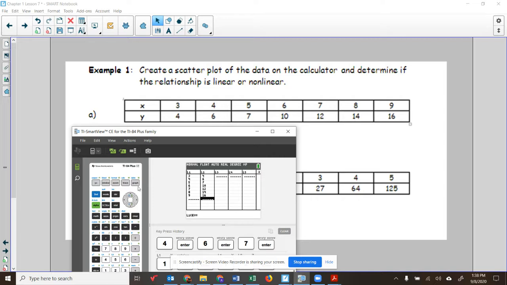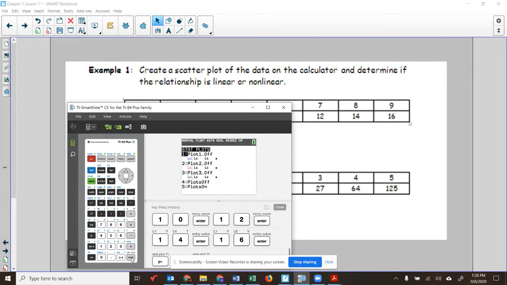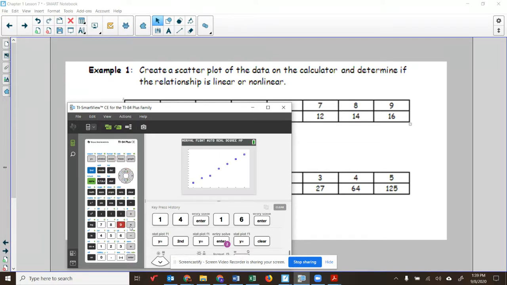I would then go to Y equals, second and Y equals. I want Plot 1 turned on. Let's go to that. Mine is on. And I do want this first one highlighted here. I'm going to go back to Y equals. I have stuff in here. If you do too, you're going to want to clear that out. Then I'm going to do Zoom, Stat. Okay? So there would be the points.